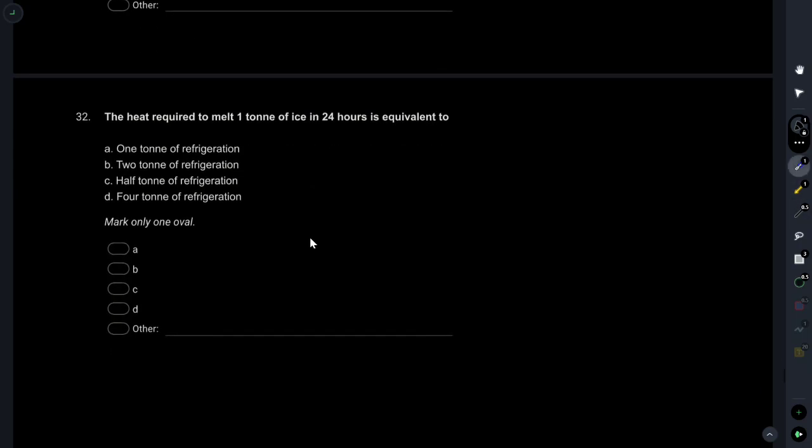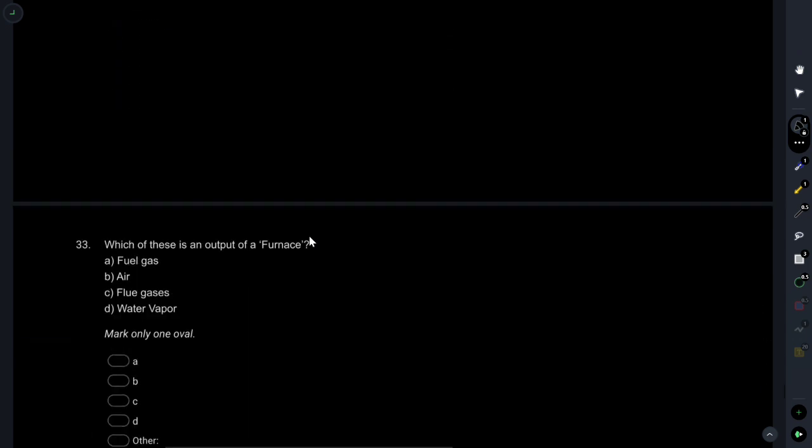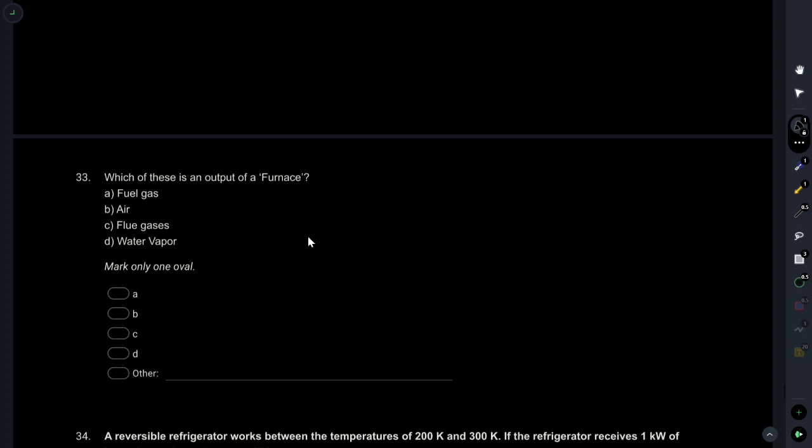Okay, now this is the direct statement question. The heat required to melt 1 ton of ice in 24 hours will be equivalent to what? This is the definition of 1 ton of refrigeration: the amount of heat required to melt 1 ton of ice in 24 hours, of course at 0 degree centigrade. So option A will be the correct answer for this particular question. Done.